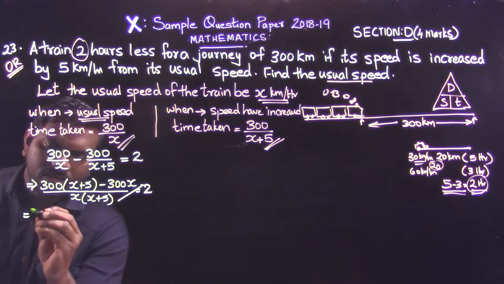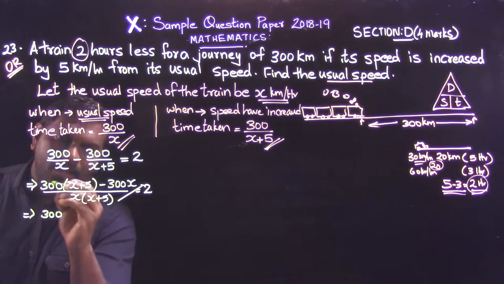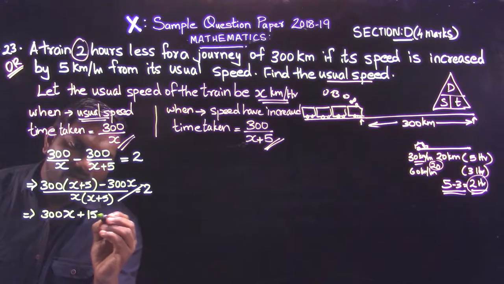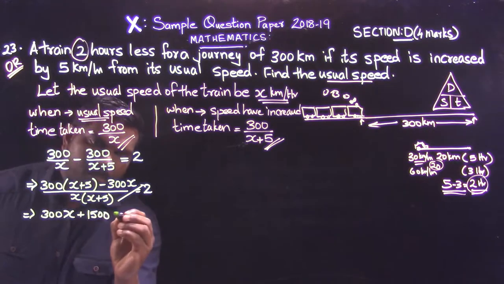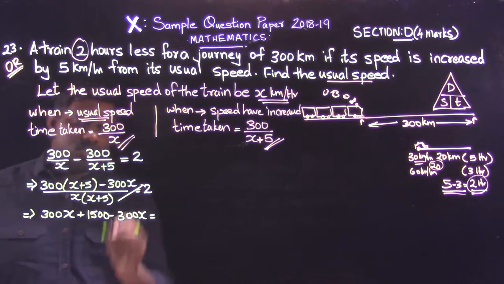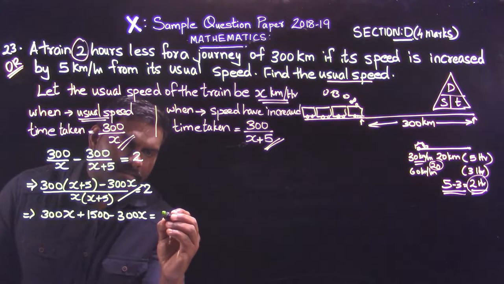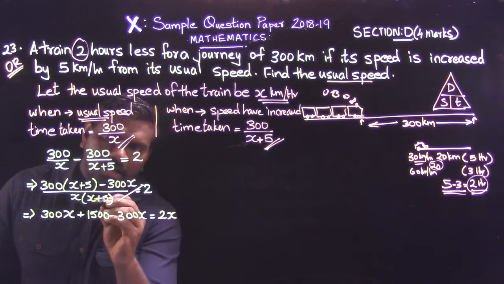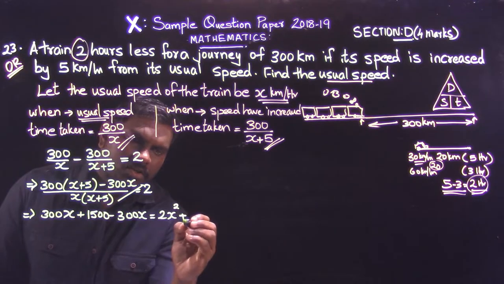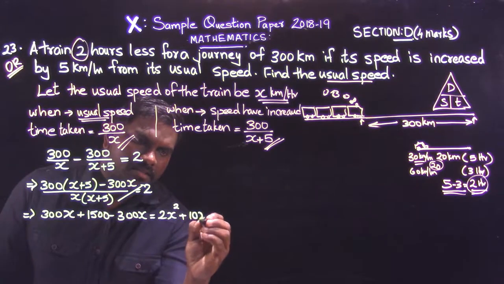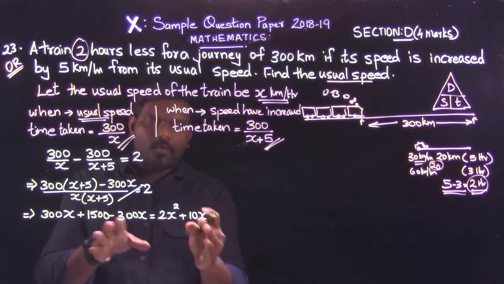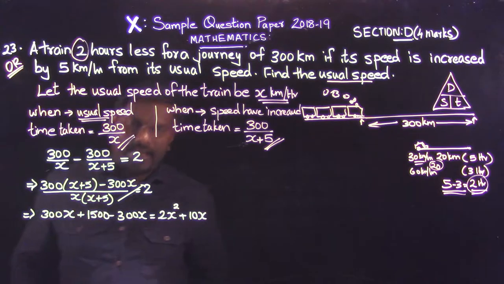And what you will get? You will get 300, and I'm just going to multiply inside: 300x plus 1500, minus 300x, that is equal to this one. You multiply with this, you will get 2x, and multiplying inside you will get a square. Then 2x into plus 5, you will get 10x. Clear? So this is the equation you really want to form. Then now simplify it and solve for x.